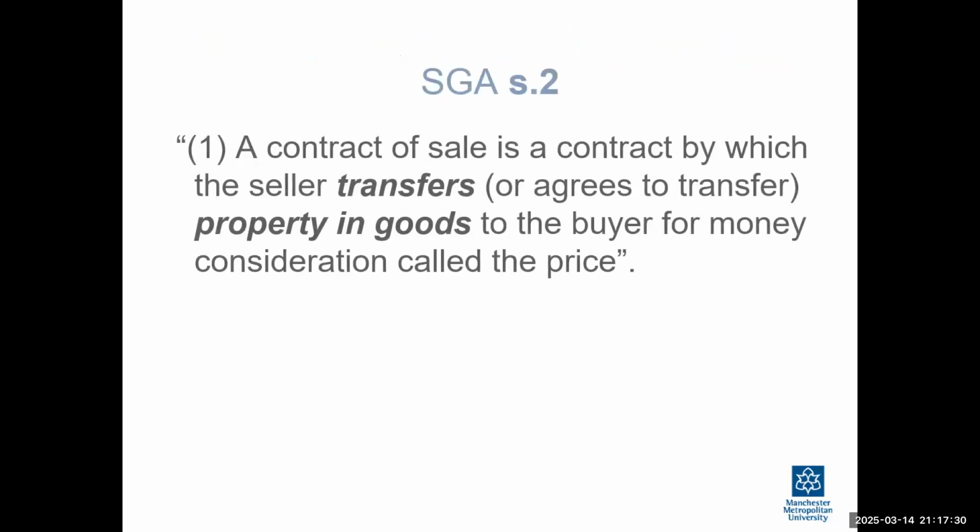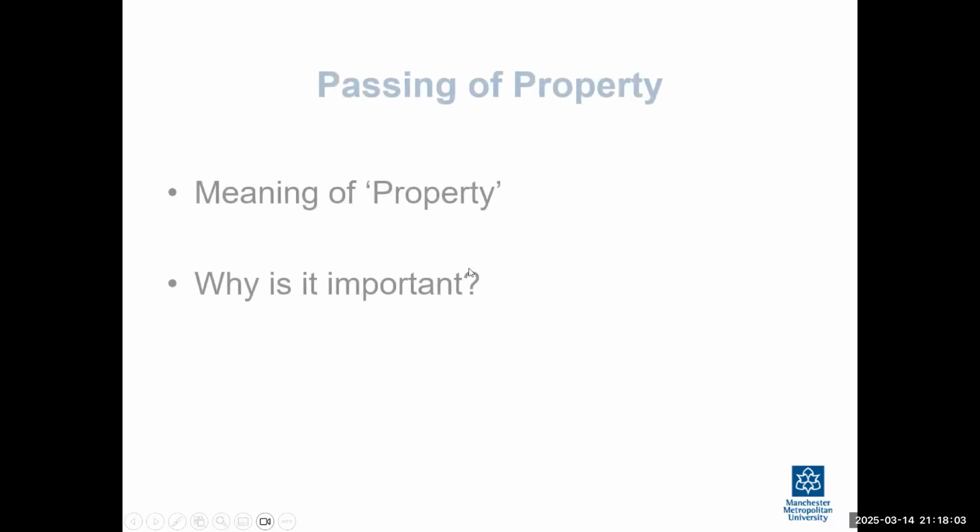But let's get started. If you're faced with a question on passing of property and risk, and this is a favorite among students going by past experience in the previous year, I think they do well as well. It's always a problem question. A contract of sale, you want to define as a contract where there's been a transfer or an agreement to transfer property in goods for the consideration of money called price. So it has all those elements: transfer, property in goods, consideration called price. Those are the three main elements.